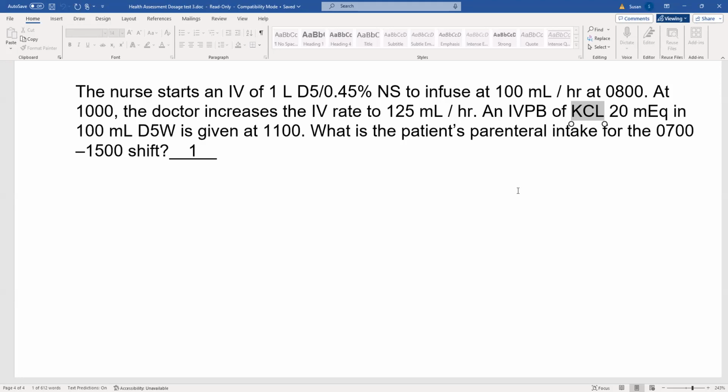Now you have an IV piggyback, and that was 100 mLs. And that was given at 11. And since the 11 a.m. time falls between the 7 and 1500 shift time, we would add in that 100. So that should give you a total of 925 mLs intake for that shift.